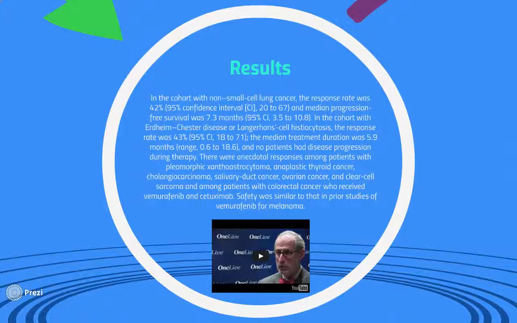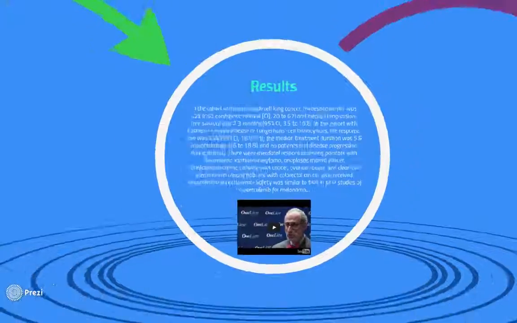There were anecdotal responses among patients with pleomorphic xanthoastrocytoma, anaplastic thyroid cancer, cholangiocarcinoma, salivary duct cancer, ovarian cancer, and clear cell sarcoma, and among patients with colorectal cancer who received Vemurafenib and cetuximab. Safety was similar to that in prior studies of Vemurafenib for melanoma.